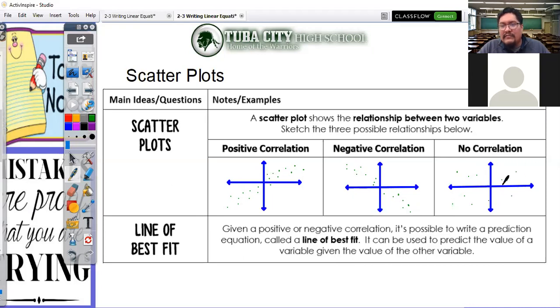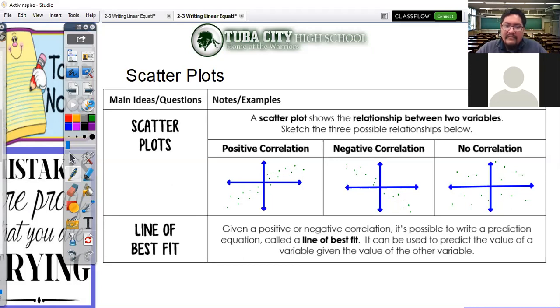No correlation would be something like this, where if you had to draw a line through it, it would be kind of hard because the line isn't really going anywhere. There's nothing going on. There's just absolutely no way you could draw a relation with this. It's not going up, not going down. It's just all over the place, randomized.